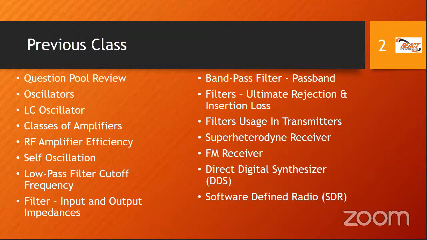We also looked at the bandpass filter passband, as well as filter properties called ultimate rejection and insertion loss. Also, we looked at filters and their usage in transmitters. We also discussed what the superheterodyne receiver was, also an FM receiver. And then we went on to the concept of direct digital synthesizer, or DDS. And we ended with SDR, or software defined radio.